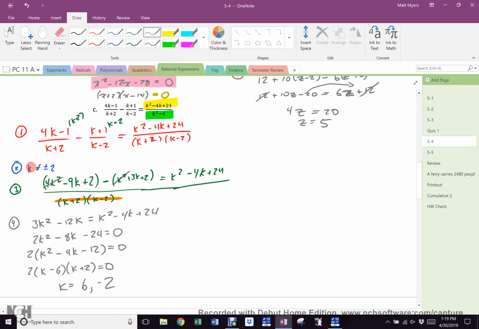Oh! It can't equal negative 2. So is this an answer? No. This is what we call an extraneous root, which we have dealt with before. So the answer is k equals 6. Yeah?